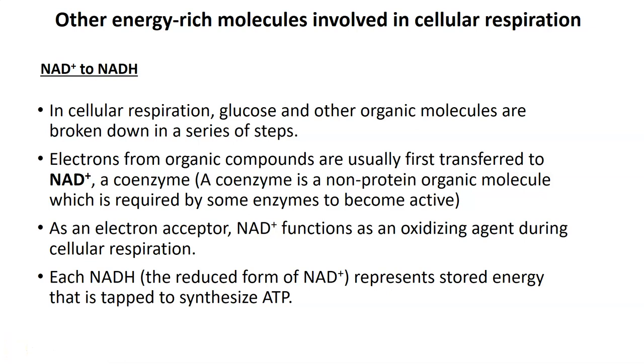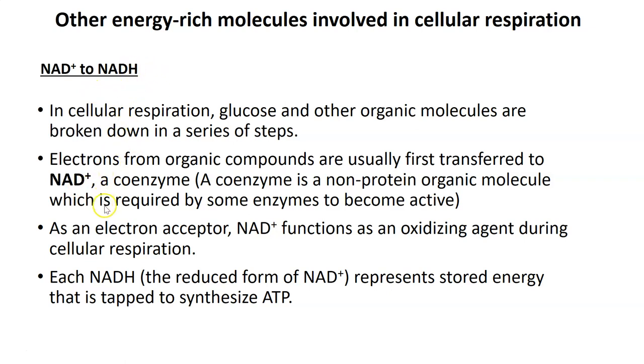A bit more about NAD to NADH. The electrons that we extract from glucose are passed on to NAD. NAD is also considered a coenzyme. Now, what is a coenzyme? It's a non-protein molecule, usually organic, made up of carbon, which is required by some enzymes to become active. So NAD is a very important coenzyme required by some enzymes for them to be active.